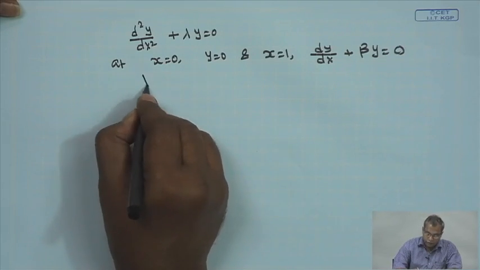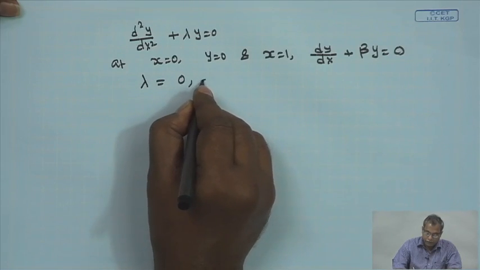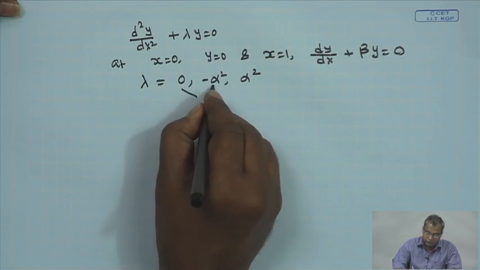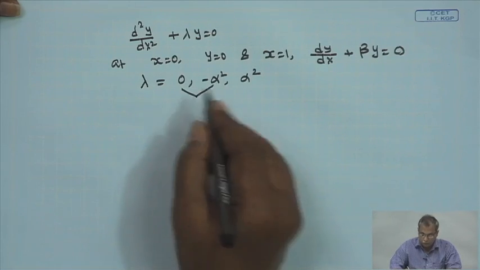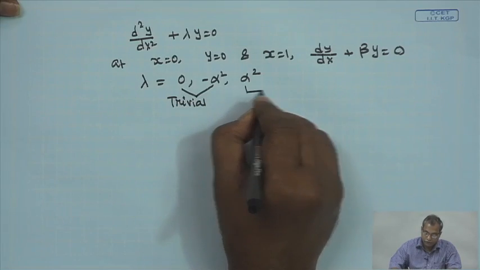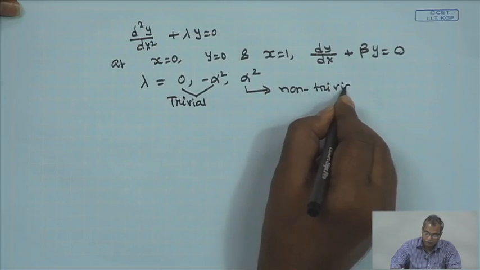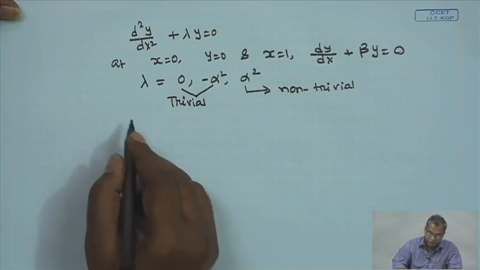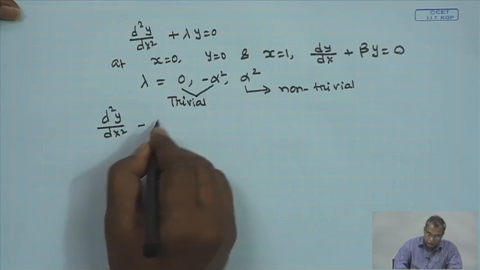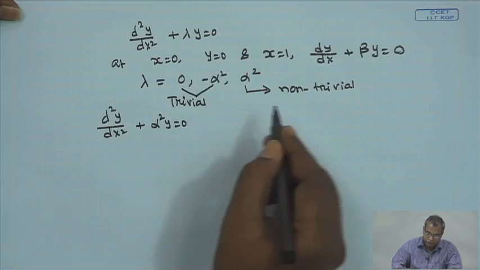Again we can have three cases of lambda: it can be 0, negative, or positive. As we have discussed earlier, 0 and negative values of lambda lead to a trivial solution. We are not interested in a trivial solution, we are interested in a non-trivial solution, and let us look into how this non-trivial solution will arise in this case. So, d square y dx square plus alpha square y equal to 0, with lambda positive.